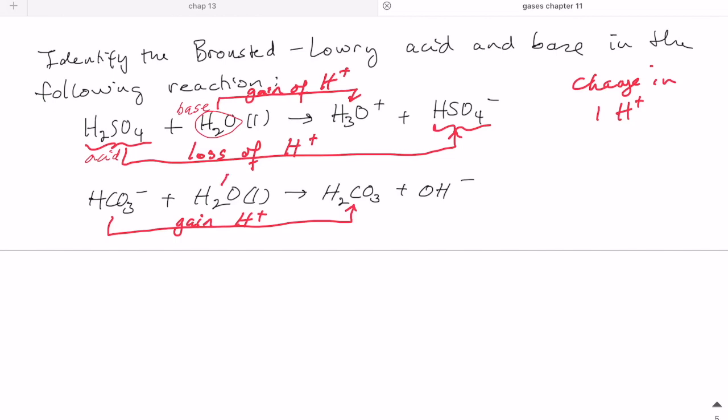That means that the minus has been neutralized with a plus, so that's why it gains one H plus. The H2O, on the other hand, becomes OH minus, and the only way it could do that is if it loses an H plus. So that one is a loss of H plus. And so going back to our idea, if you gain H plus, that means you're accepting a proton. So this bicarbonate ion is a base, and H2O in this case has lost a proton, so it's giving away a proton, so that's an acid.